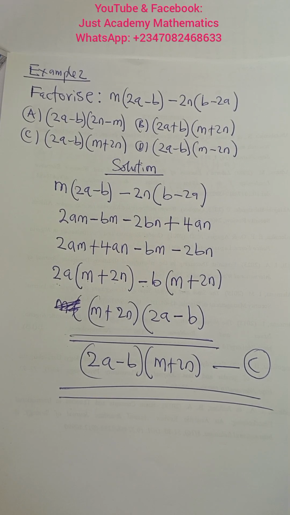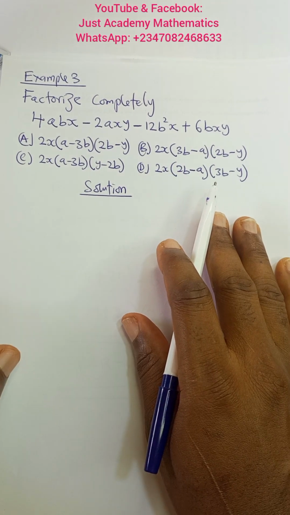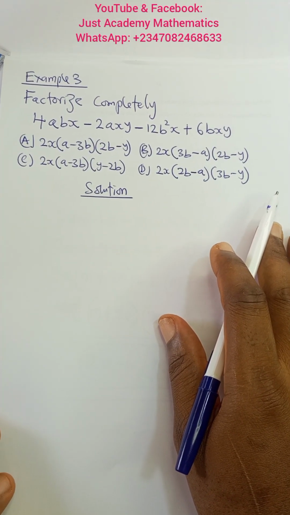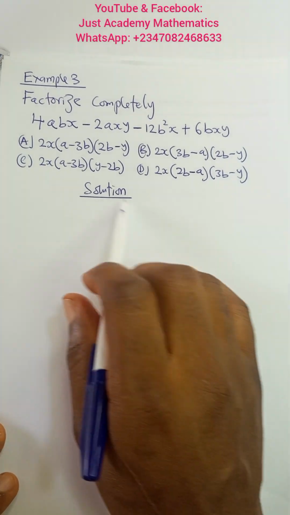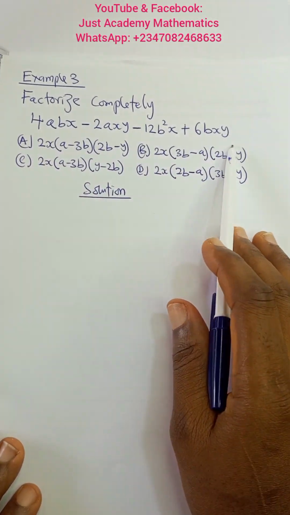Now that brings us to example 3. So we have example 3 here. Look at example 3. For example 3, we are asked to factorize completely. You can see what we want to factorize.